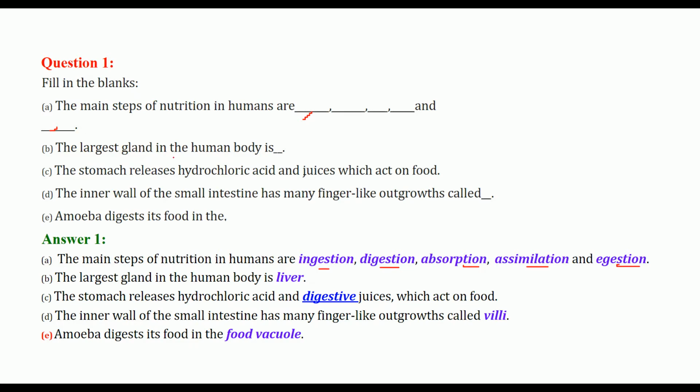The largest gland in the human body is the liver. The stomach releases hydrochloric acid and juices which act on food. These are digestive juices. The inner wall of the small intestine has many fiber-like outgrowths. We call them villi. Amoeba digests its food in the food vacuole.